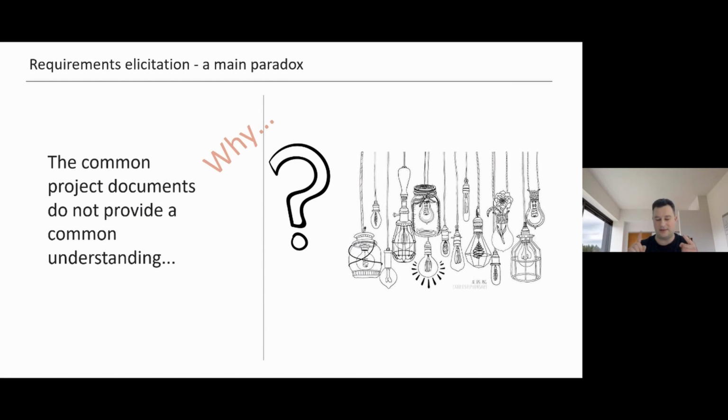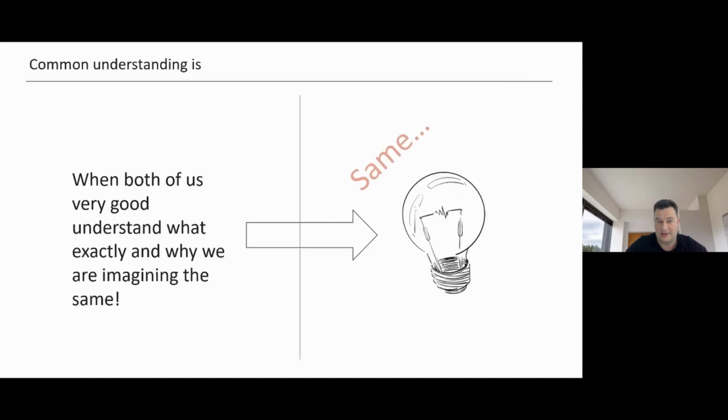We need to align this vision in our triangle: our clients or client representatives, our development team, and for sure our main orchestrators of these requirements, POs and BAs, product owners and business analysts. And common understanding is why we need to align this vision. For what? The main question, for what?